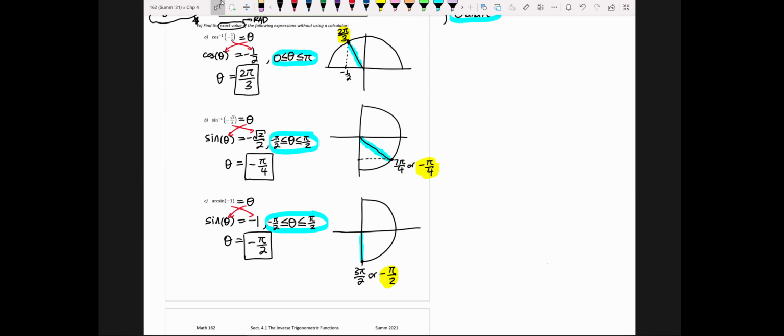Okay. So let's think about this and we'll hear from Miguel. Miguel, at what theta value is your tangent -1 and theta between -pi/2 and pi/2?